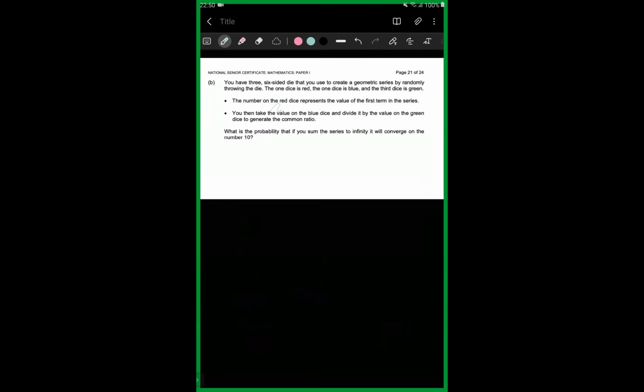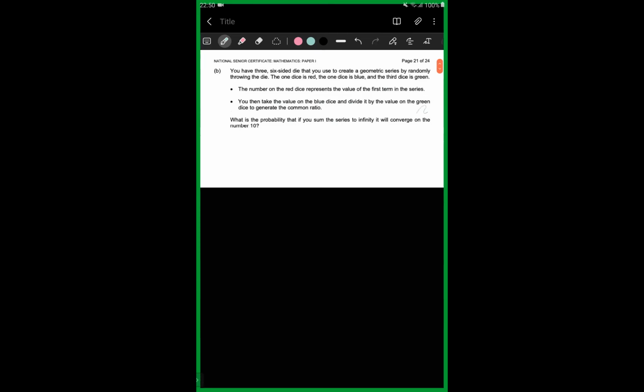And then they said here, the number on the red die represents the value of the first term in the series. You then take the value of the blue die and divide it by the value of the green die to generate the common ratio. Then he says, what is the probability that if you sum the series to infinity, it will converge on the number 10? Wow.